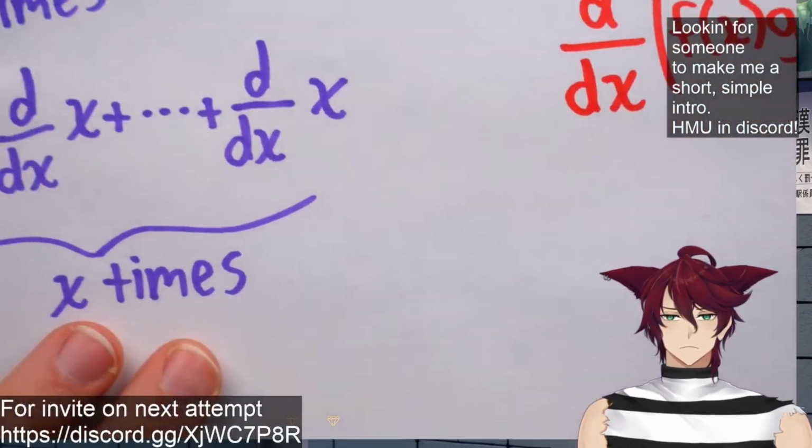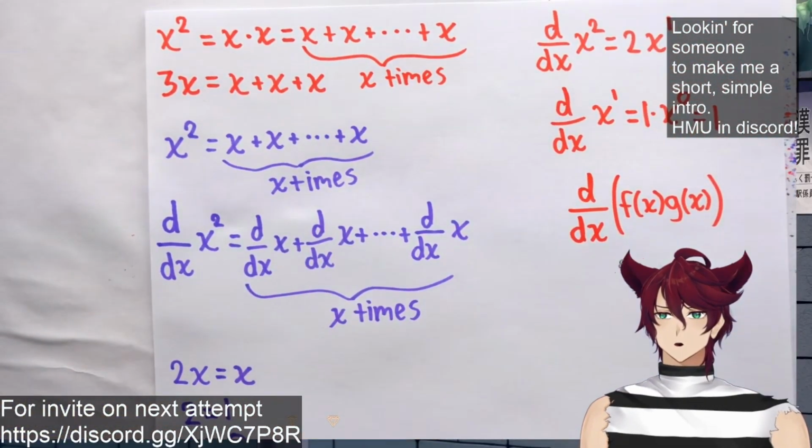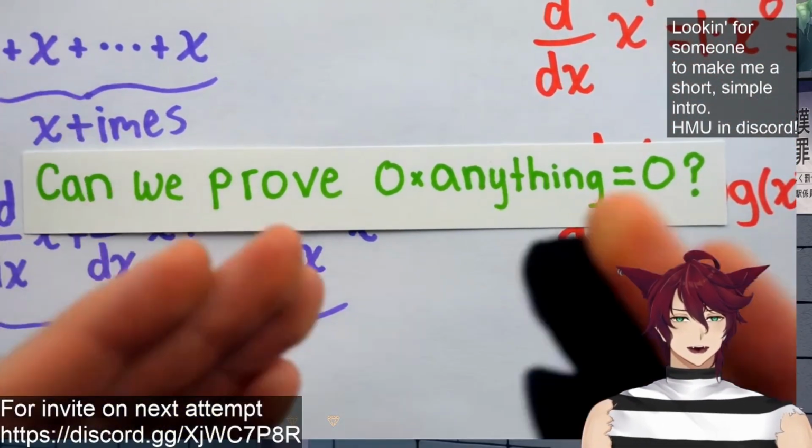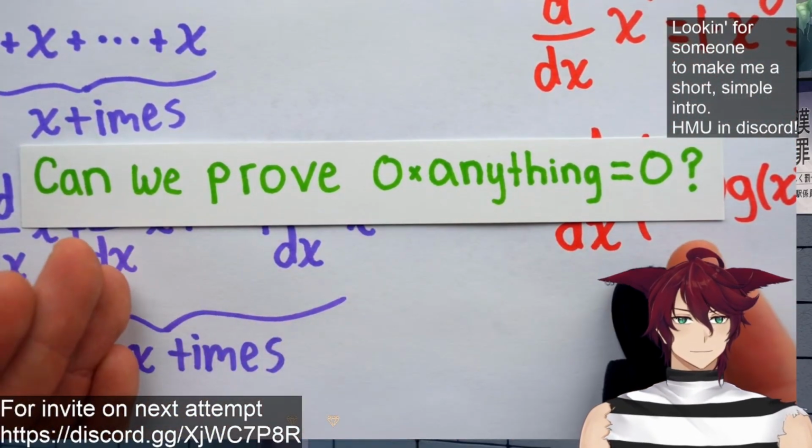We will come back to this argument later, but let's move on to the student's weapon, a proof that 0 times anything equals 0.